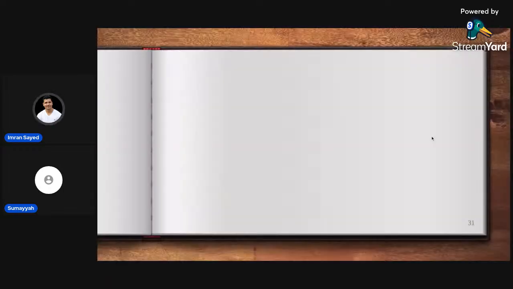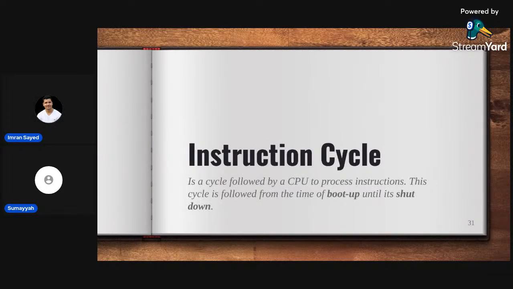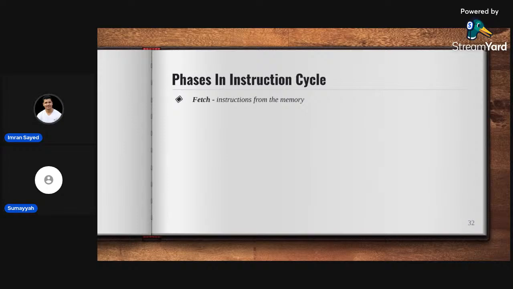Okay, so now we're going to talk about the instruction cycle. The instruction cycle is a cycle used by the CPU to perform instructions, from the time of boot up until it's switched off. The different phases in the cycle are: first fetch, second decode, third read, and fourth execute. Fetch means fetching the instructions from the memory.